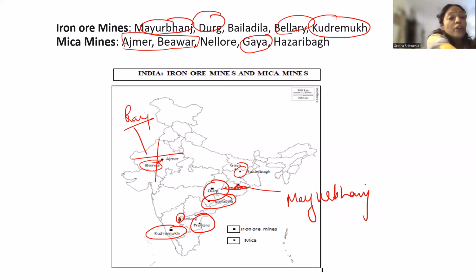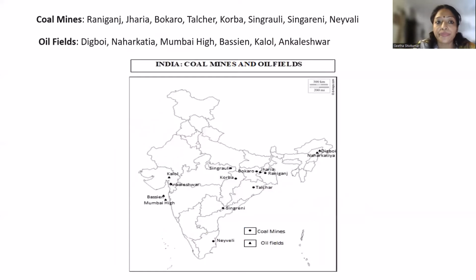So you need to remember which places are in which state. As I told you, Beawar and Ajmer are in Rajasthan. Gaya is in Bihar. Below Bihar, the place is Hazaribagh, and the name of the state is Jharkhand. So these are the two things which we have seen.